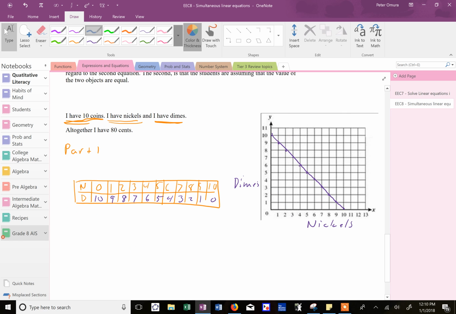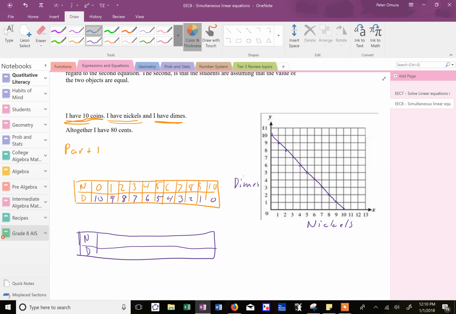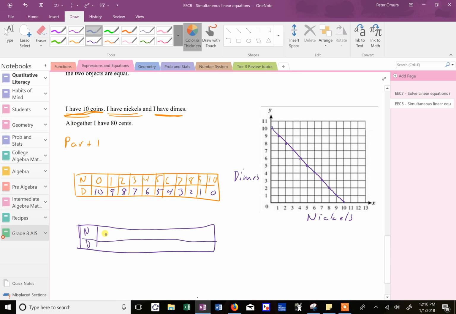Now the second part says altogether I have 80 cents. So I'm going to draw another table. I'm going to put down nickels and dimes again. And this is kind of important. Since my nickels were up here and they're down here as well, and my dimes are on the y-axis, I have to stay consistent. If I had no nickels, I'd have 8 dimes.